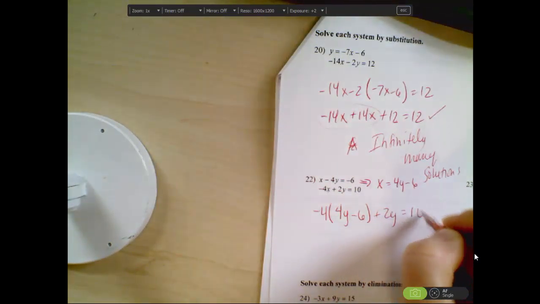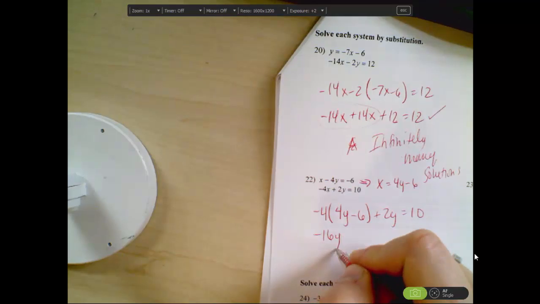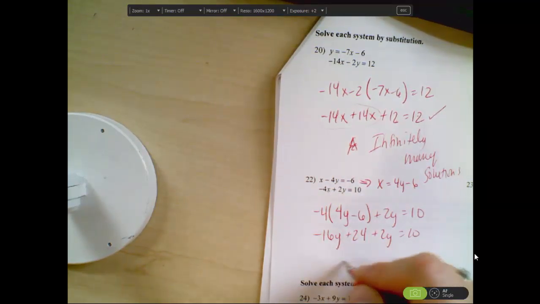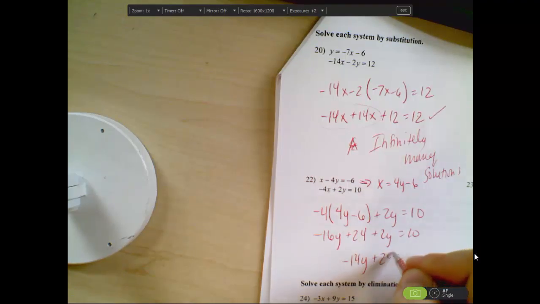and write the rest of the equation. Now we're going to distribute, combine like terms, subtract 24, so we get -14y equals -14, so y equals 1.